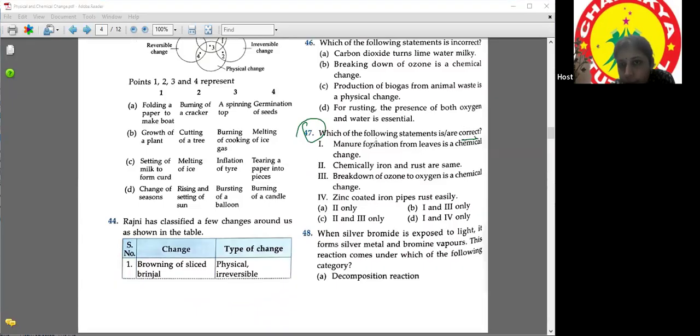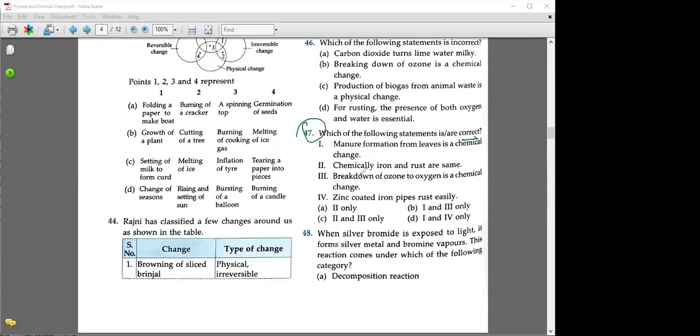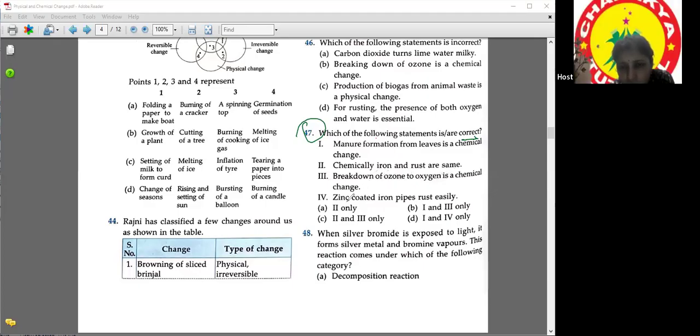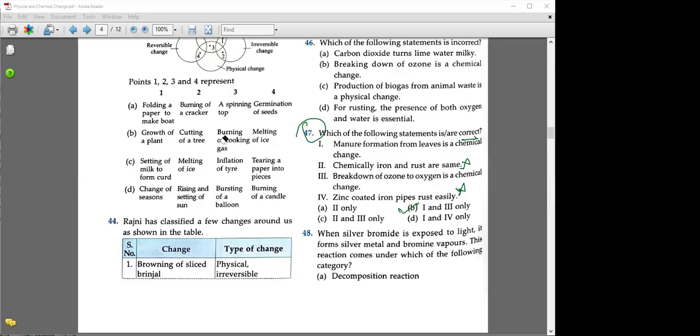Correct statement this time: formation of leaves is a chemical change. Chemically, iron and rust are the same. Breakdown of ozone to oxygen is a chemical change, and zinc-coated iron pipes rust easily. Ma'am, option B. Because chemically iron and rust are not the same. Rust is the oxidation of iron, and zinc-coated pipes do not rust easily, they are protected from rust. So the first and third are wrong. Ma'am, it's B.